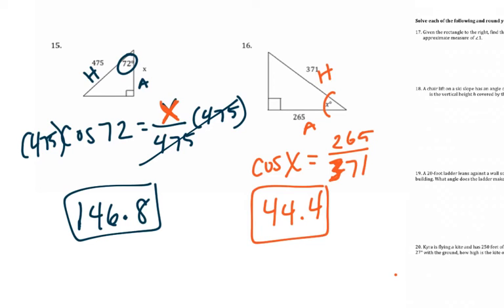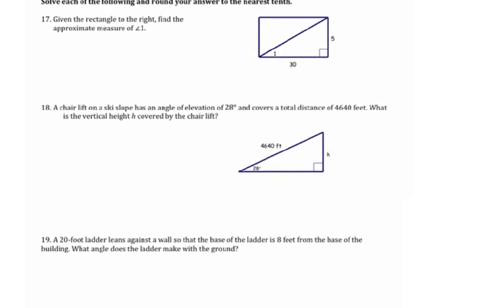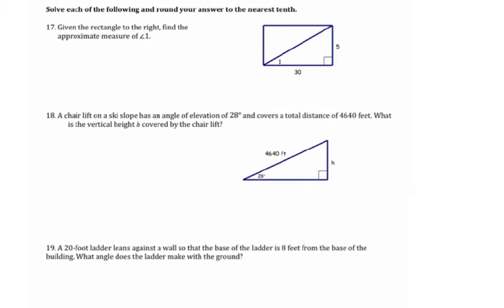Okay, let's move to 17. In 17 we're doing the exact same thing, but this time, instead of having it as a picture, it's going to have it as an application, which is not that hard. So in 17 it says, given the rectangle, find the measure of angle 1. So this rectangle doesn't matter. I don't want rectangles, I want triangles. So I'm going to ignore that rectangle completely.